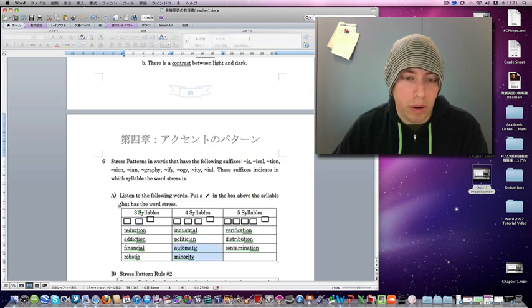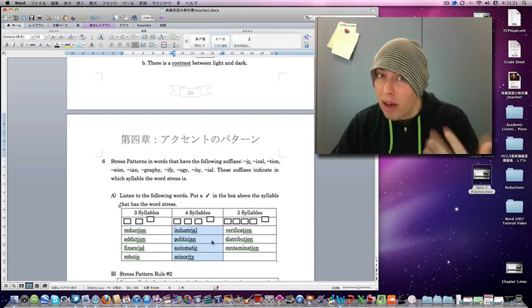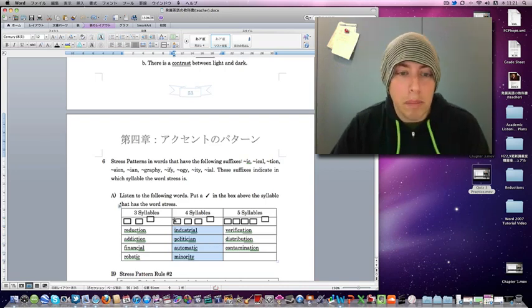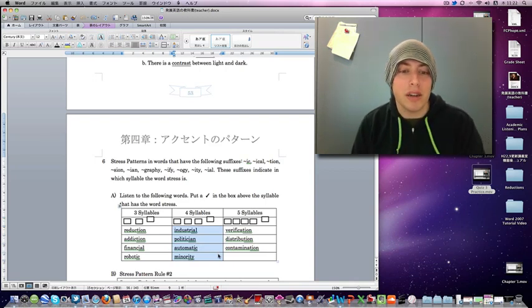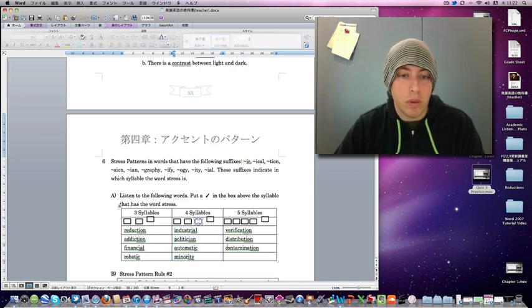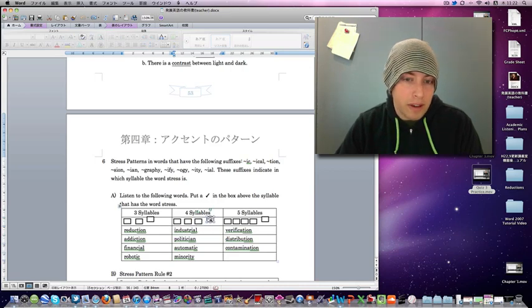Let's go to the four-syllable words. Again, all of these words have a suffix listed above, and they all have word stress on the same syllable. Mark the box that has the syllable with word stress. Ready? Industrial, politician, automatic, minority. So I hope you've noticed that all of these words had word stress in the third syllable. That is, the suffix is the last syllable, and the stress was one before it. Here too, the suffix was the last syllable, but the word stress is one before it.